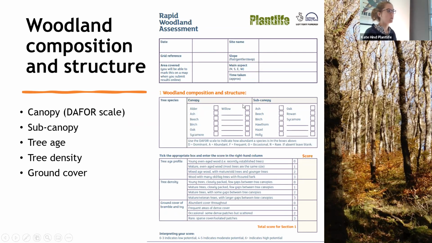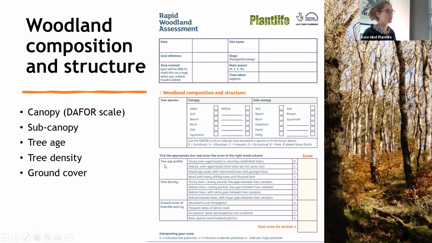And we would like you to record the abundance of these trees in the wood. And we use a scale called the DAFOR scale. So D stands for dominant, A for abundant, F for frequent, O for occasional, and R for rare. So in the wood that you're surveying, if it is dominated by oak, so over 70% or 75% of the wood is oak, you would write a D for the abundance scale. And if you have willow, but you're only seeing 1 or 2 in the section of wood you're surveying, you would put rare or R in that box, and the same for the subcanopy.